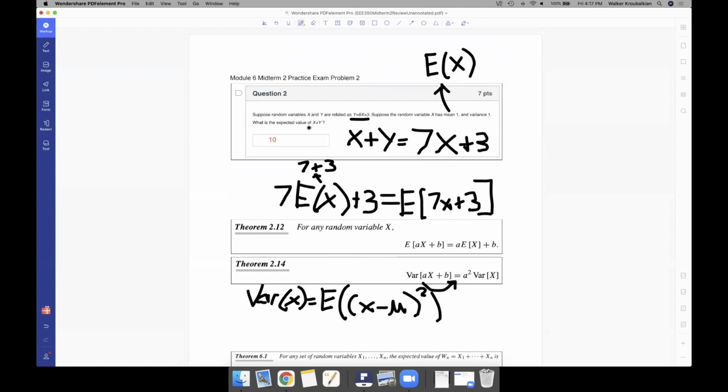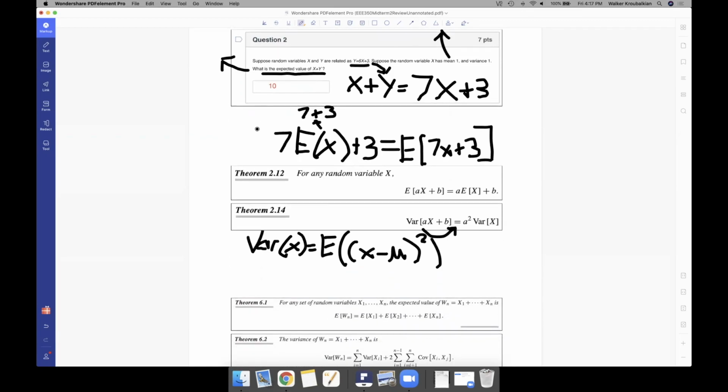We're asked for the expected value of x plus y. So if y is 6x plus 3, then x plus y is 7x plus 3. So when we go for the final answer, we are going to be using 7x plus 3. Make sure you pay attention to what it's asking for, because it's not asking for the expected value of y, it's asking for the expected value of x plus y.